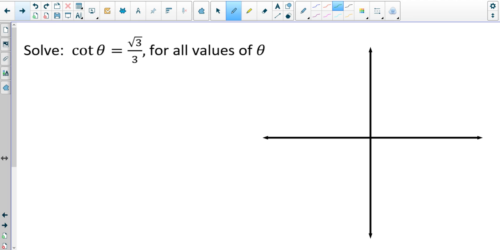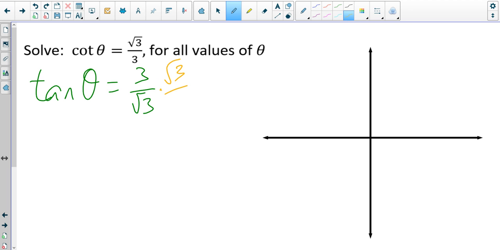They want to know where the cotangent of theta is equal to the square root of 3 over 3. Another way of saying that is that the tangent of theta is equal to 3 over the square root of 3. Once again, this doesn't appear like any of my special right triangles, so I'm going to multiply top and bottom by the square root of 3 over the square root of 3. I end up with 3 square root of 3 over 3, which is equal to the square root of 3 over 1.